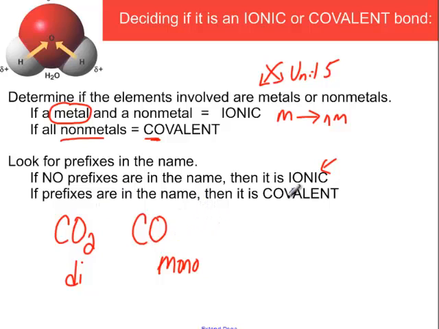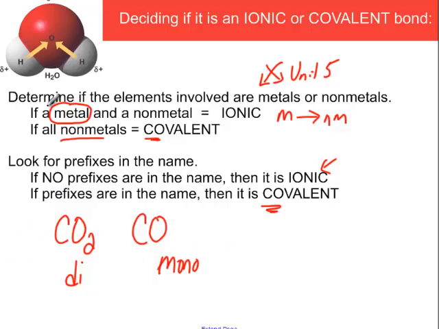So if you see prefixes, it means it's covalent. It means that these nonmetals have to cooperate, and they can actually hook up in different ratios, which is why the prefixes are so important. It helps us differentiate between different compounds containing the same elements.